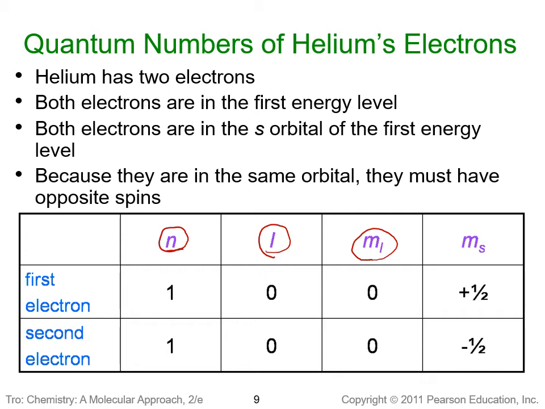So the only place where they have different quantum numbers is the spin quantum number, the m sub s. So our first electron, and just by convention, we usually say the first electron is spin up, +1/2. That means that our second electron has to be spin down, or -1/2. If we drew our orbital diagram, we would say this is the 1s orbital, and we would draw a half arrow pointing up and a half arrow pointing down.